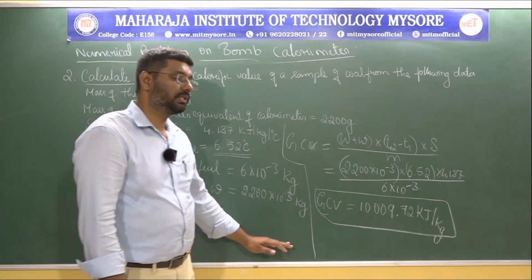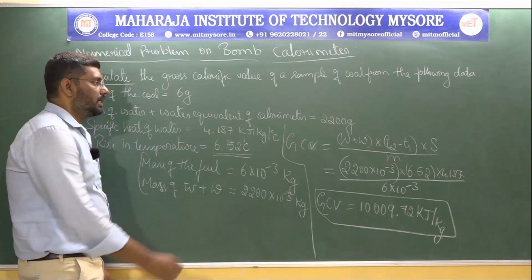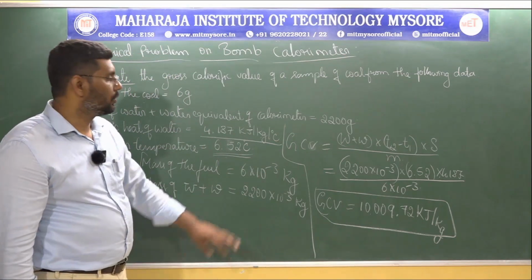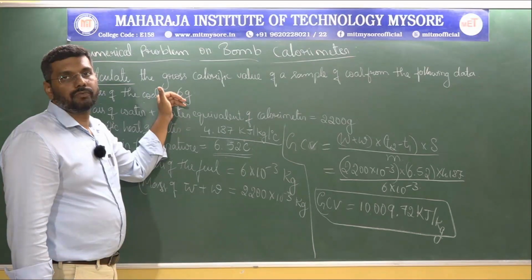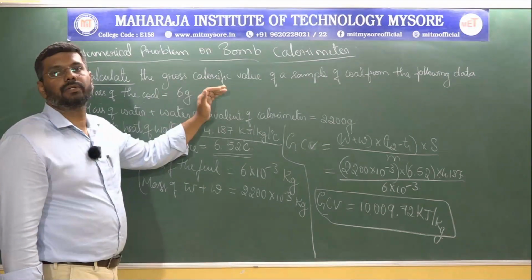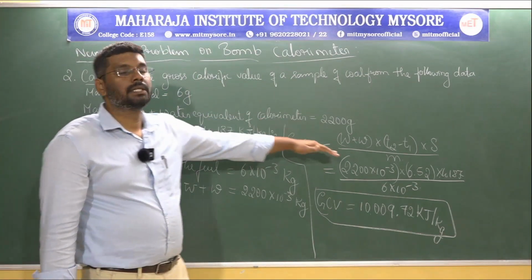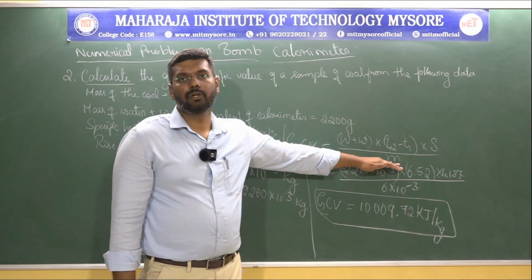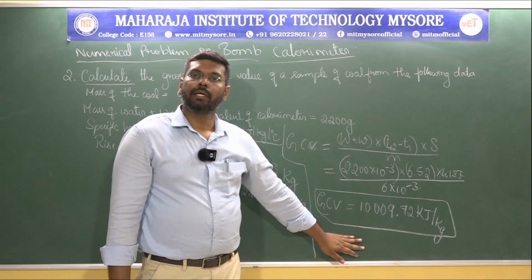Once again, I am telling here, in this numerical problem, since he has given specific heat in terms of kilojoules per kg, you have to convert the mass which is provided in grams into kilograms. If you forget to convert grams into kilograms, and you directly take 6 as the final value to calculate gross calorific value, then the overall problem will end up with error.